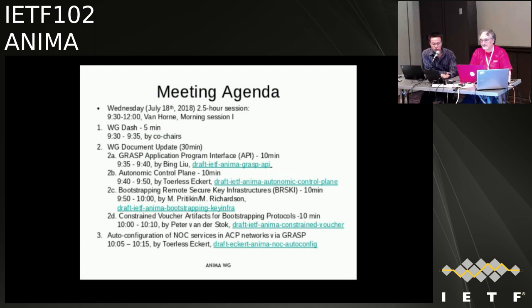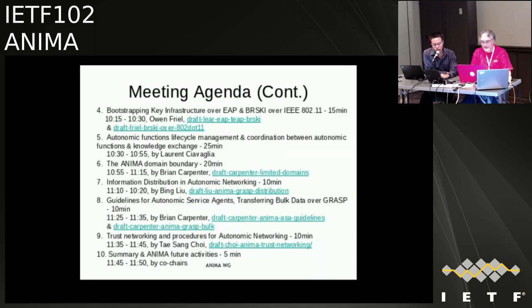This is the meeting agenda. We have a quite full agenda today. We will have 4 working group drafts. Each of them has only 10 minutes or less, because some of them have already reached the end stage of the working group document, so hopefully that is sufficient time. Next we have the auto-configuration of NOC services in SDN networks. And we have the bootstrap key infrastructure over the IEEE environment.